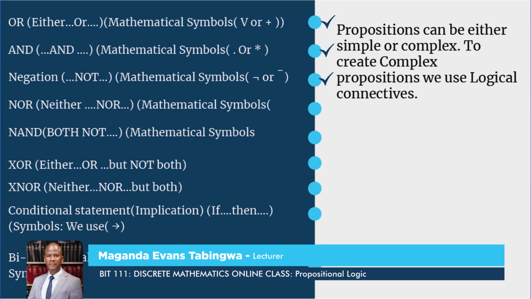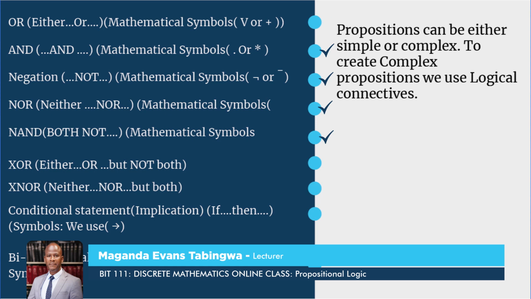Now, we have other logical connectives, which are derivatives of the original three. Number one, we have the NOR, neither-nor. If you're using a statement of neither-nor, you will have a combination of the OR and NOT, okay? So it means that we'll have again to use the earlier symbols of plus and then negating. Then when you talk about NAND, it's a combination of NOT and AND.